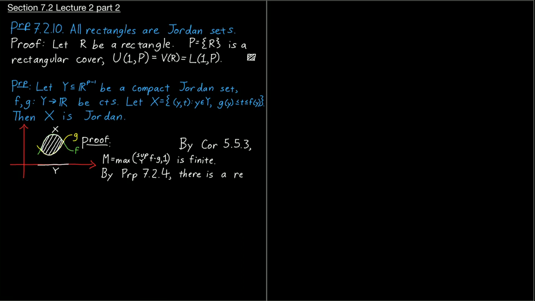a rectangular cover P of Y. This is a rectangular cover in dimension p minus 1, such that, so Jordan set means 1 is integrable, the upper sum of 1 over our set P minus the lower sum of 1 over our set P, I can make that as small as I want. Let's go ahead and pick a positive number epsilon at the start of this proof. This is less than epsilon over 2m, and I wanted m to be positive, so I could just divide by 2m and not have to worry about it.